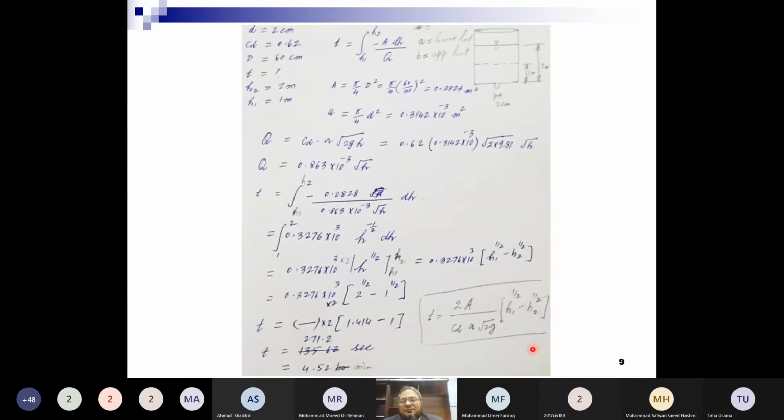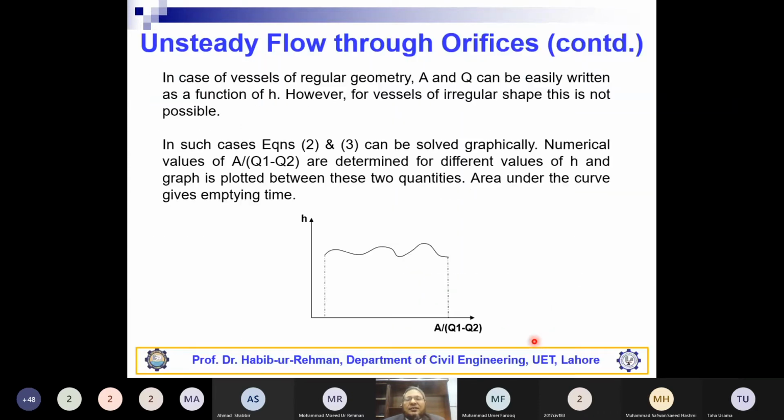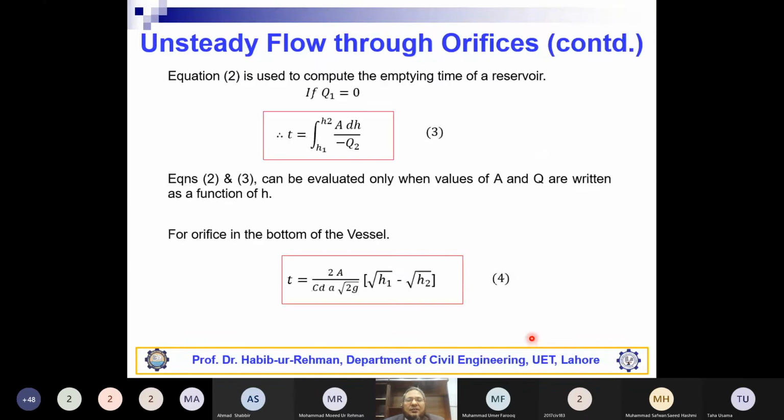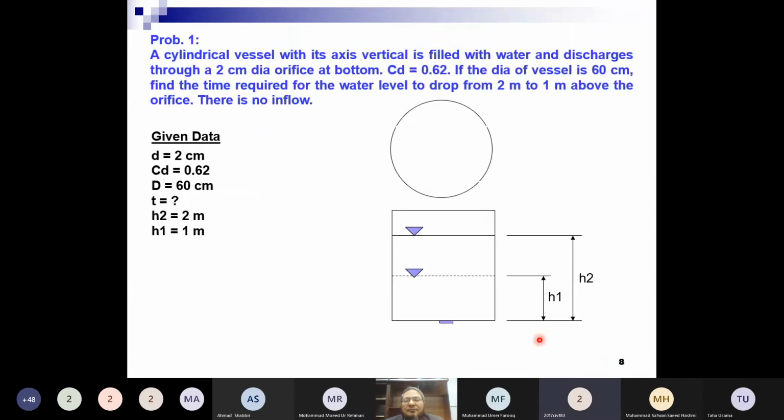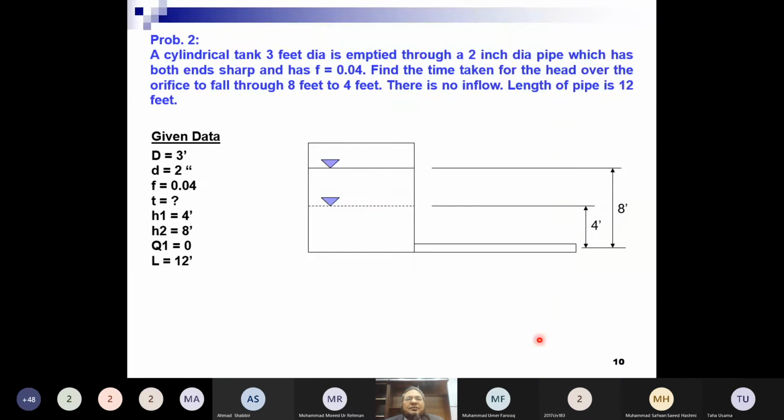यही equation है ना? क्यों भाई? ये equation. ये वही equation है ना? This is the same equation.